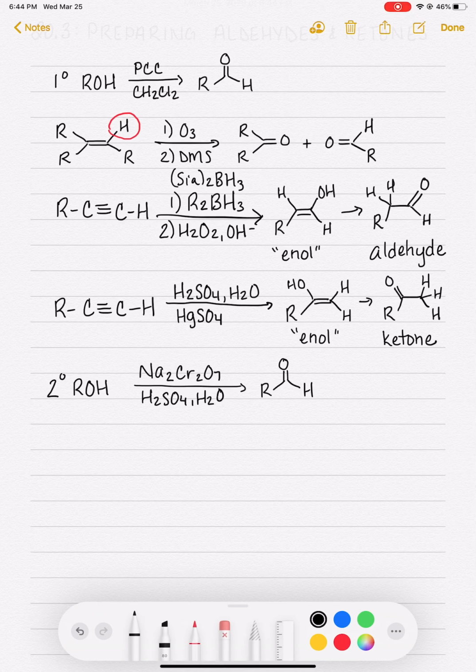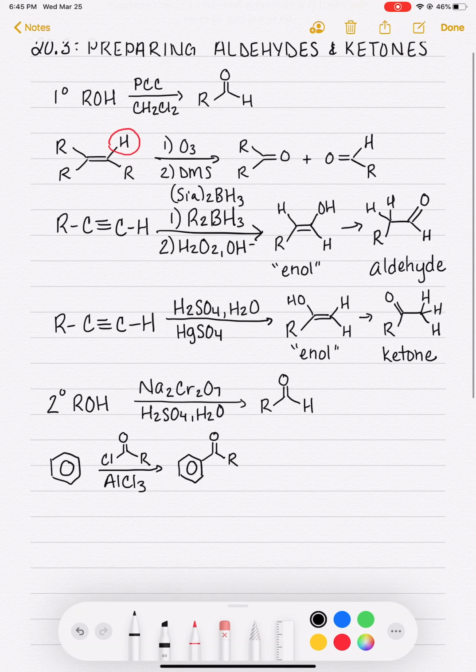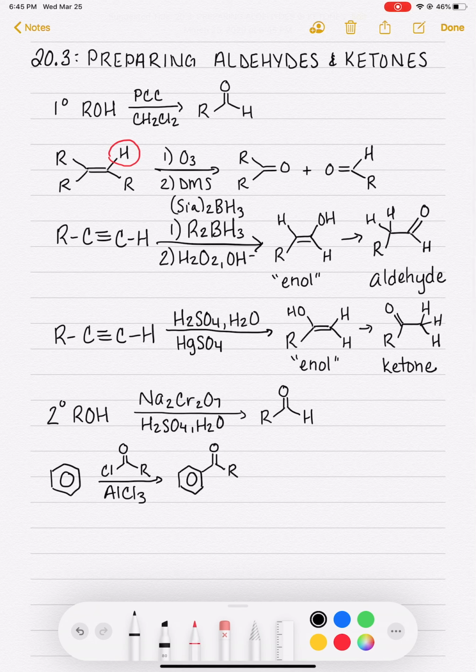And then last but not least, at the end of last quarter, we learned Friedel-Crafts acylation, not alkylation, but acylation. We need an aluminum chloride catalyst for this, and this is going to give us a phenyl ketone, where one of the R groups is the benzene ring. So those are the methods that we've already learned for synthesizing aldehydes and ketones.